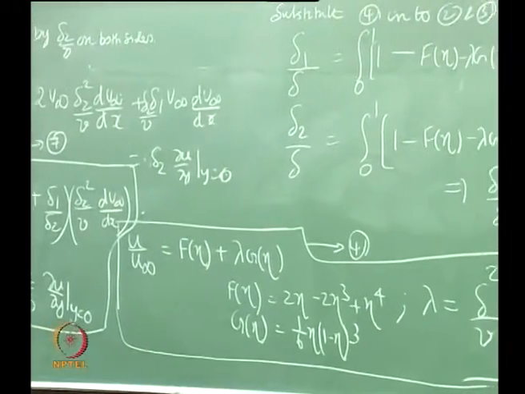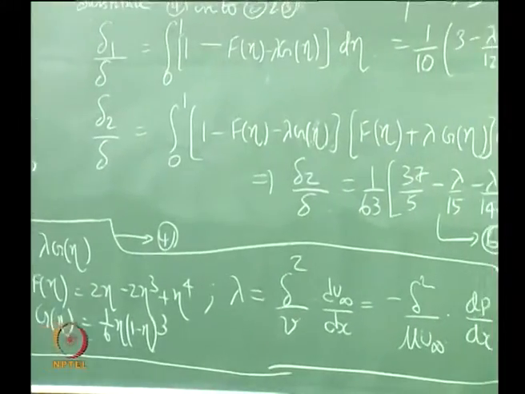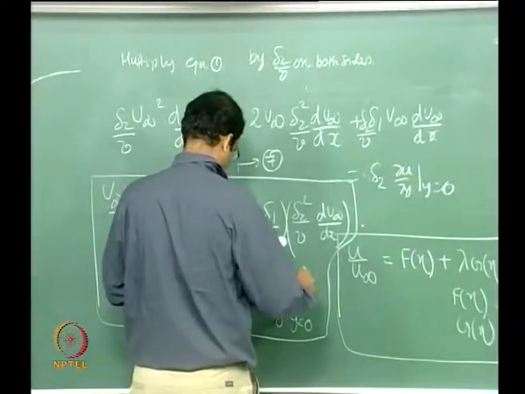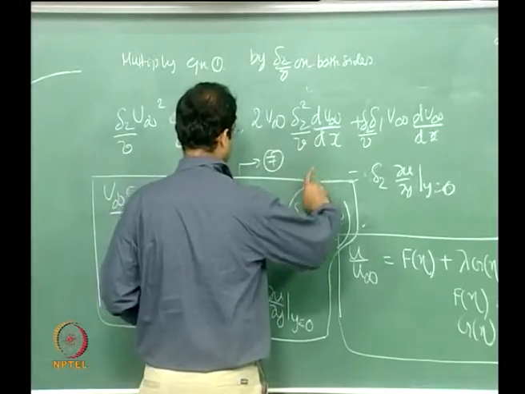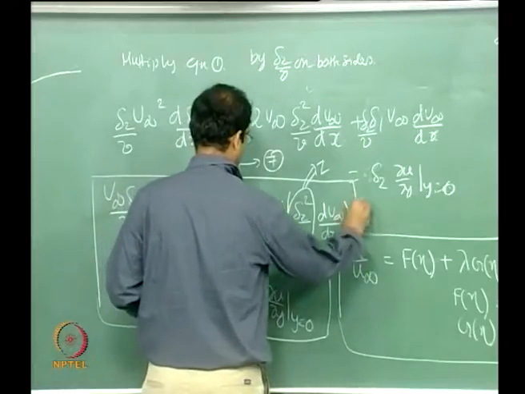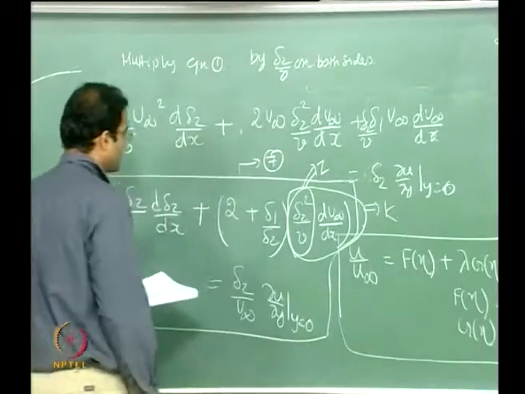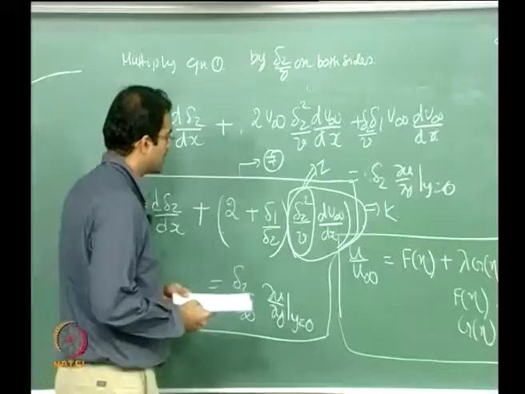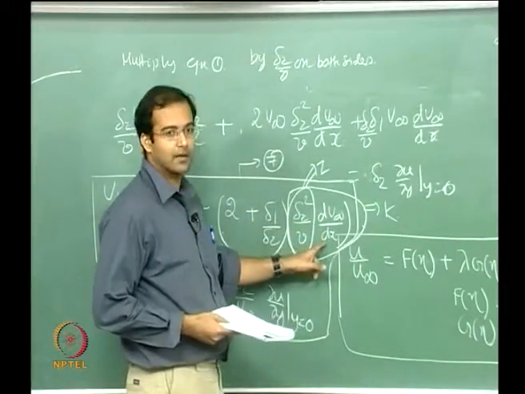So now I am going to introduce certain terms here just to simplify the equation. I am going to say that delta 2 square by nu, I will call this some parameter z, and this entire factor here a parameter k. Okay, and since k is a function of delta 2 square du infinity by dx, which is nothing but a function of lambda, k is a function of lambda.